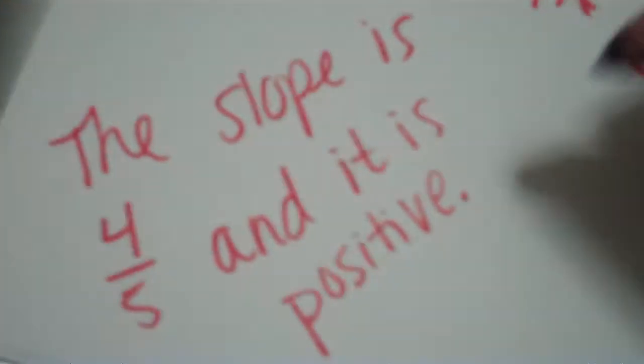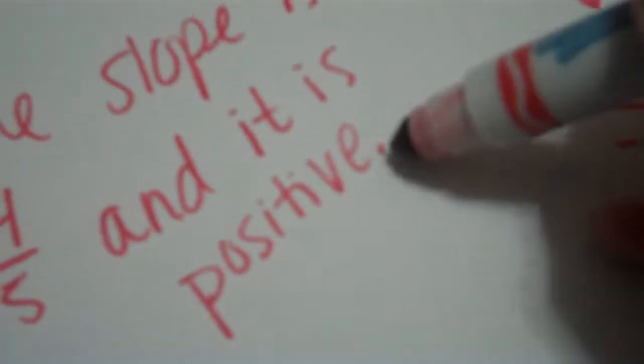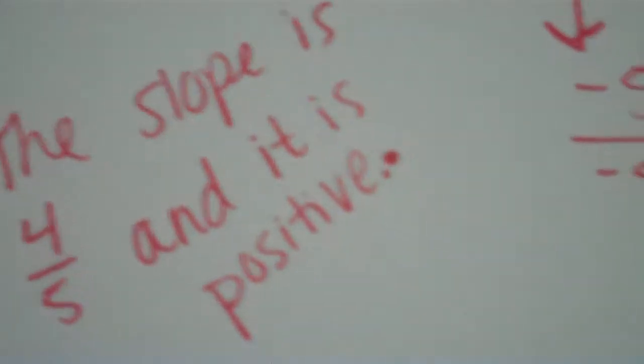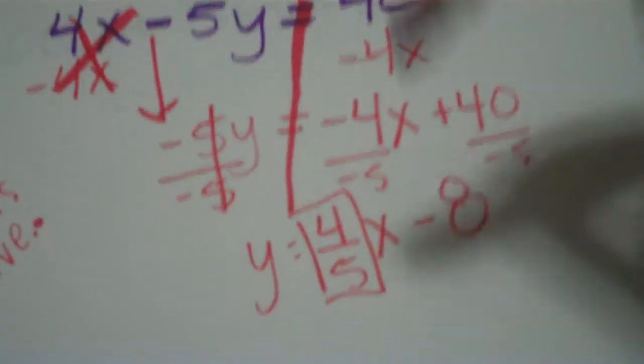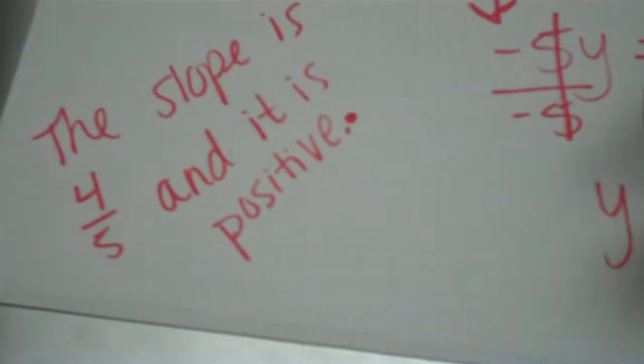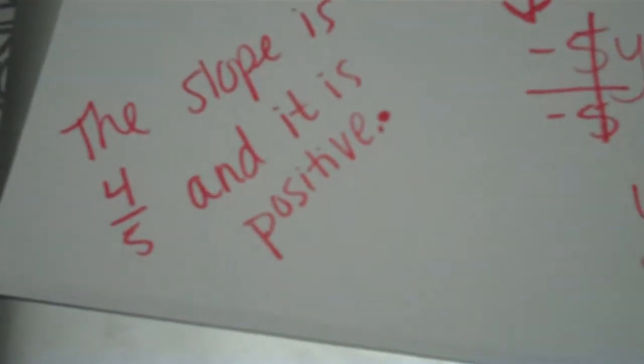Okay? Notice I have a capital letter and a period. Look at that. Do that. A lot of y'all are messing that whole situation up. Okay? So, you must solve for y first. Make sure you only write down the number that's with x for the slope, and then tell me if it's positive or negative. Okay? Positive number is positive, negative number is negative slope.